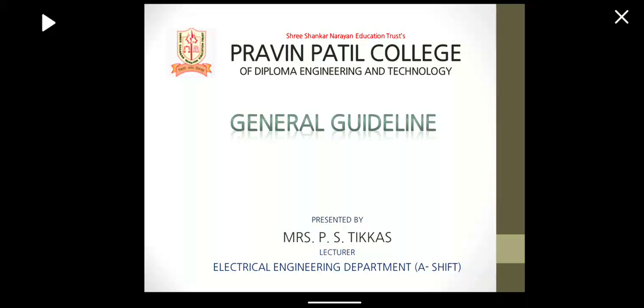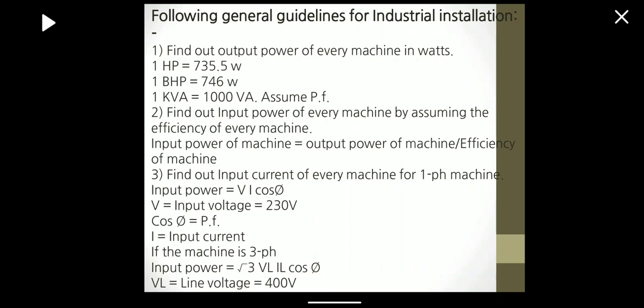Now the next topic of this chapter is general guidelines. So let's see the general guidelines. Following are the general guidelines for industrial installation. The first one is to find out the output power for every machine in watts.